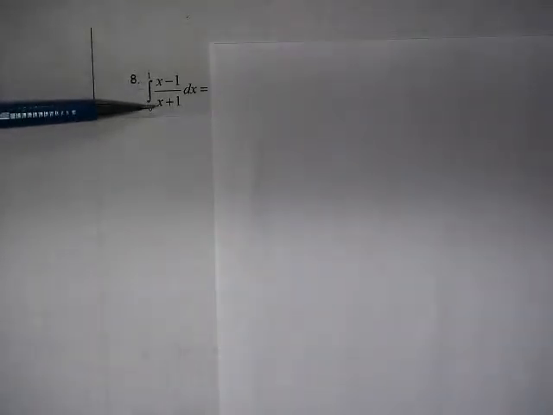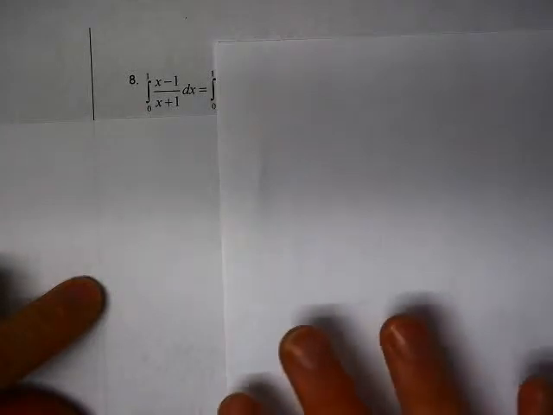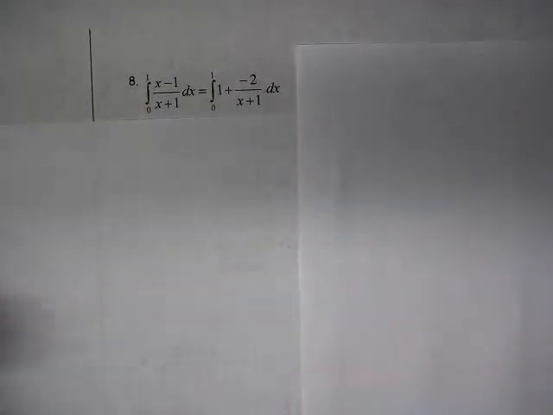Okay, so here we have x minus 1 over x plus 1. You'll see that the power of x is the same in the numerator and denominator. And so this is not going to fit into the du over u pattern as it's written here. What we're going to do, though, is we're going to turn that into a problem that looks like this.